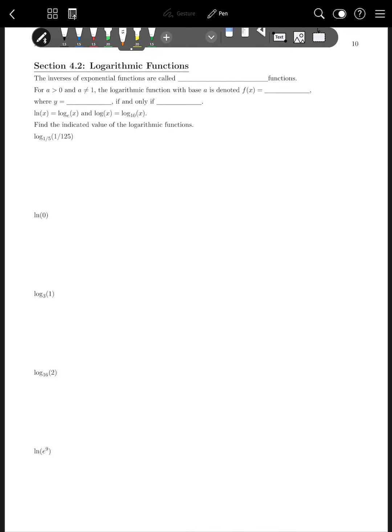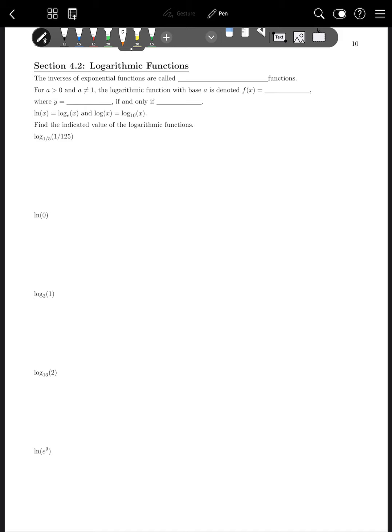So we're on page 10, and we're talking about logarithmic functions. Last time we started talking about exponential functions, and logarithms are simply the inverses of those. This is a similar idea to adding numbers and subtracting numbers being inverses of each other. If you add 2 and then subtract 2, they cancel each other out. Multiplying and dividing fall under this same kind of idea. So basically a logarithm undoes an exponent. It goes in the opposite direction.